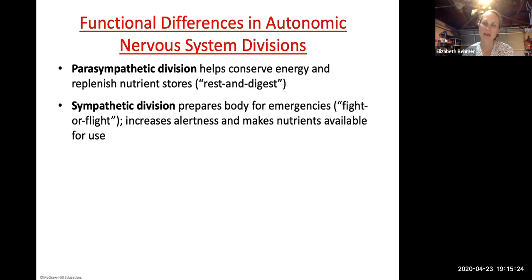Comparing that to your parasympathetic division, this helps conserve energy and replenish nutrient stores. So your parasympathetic division would be active after you eat a big Thanksgiving or Christmas meal, or when you're asleep at night. This is your rest and digest division. During parasympathetic activation, you have a lot of blood supply headed to your gut to help digest your food. And your heart rate would slow down, so rest and digest. So we'll talk a lot about these differences now.